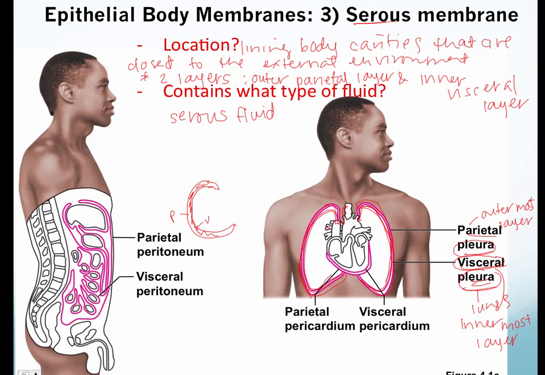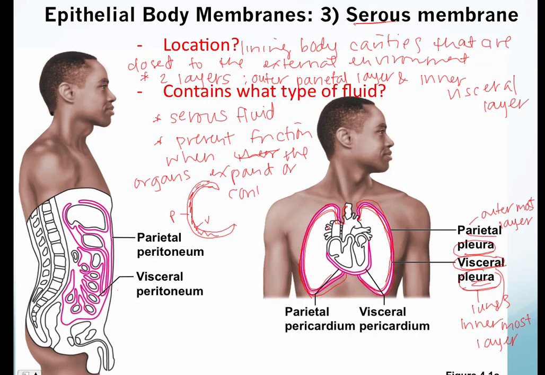And the function of this is to prevent friction when the organs expand or contract. Okay, and so if you look here, as your lungs expand, it's going to increase its size here in our thoracic cavity. And as you exhale, these lungs are going to start reducing in size. And so the ability for the lungs to not generate any friction against the cavity, that's what the purpose of the serous fluid is. All right, so it reduces all of that friction.